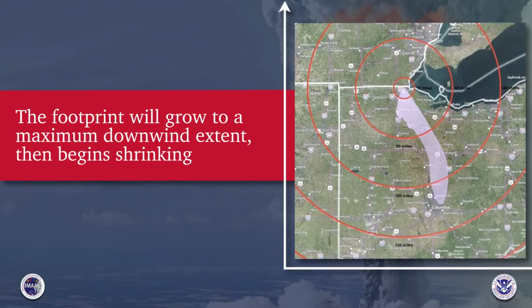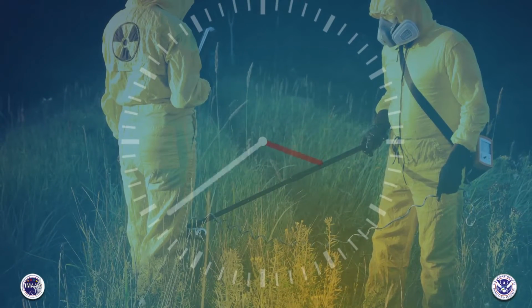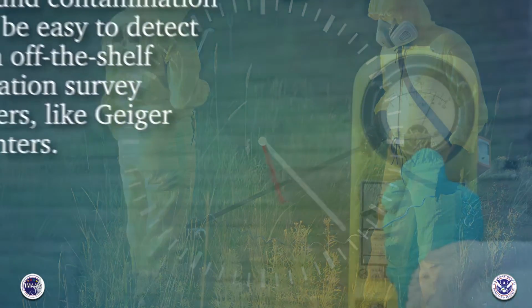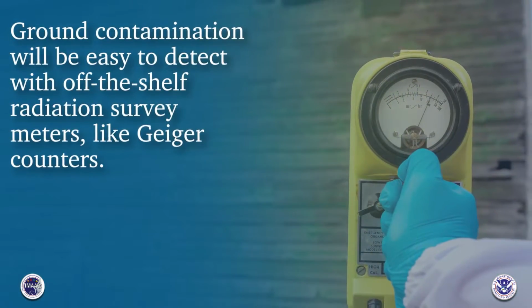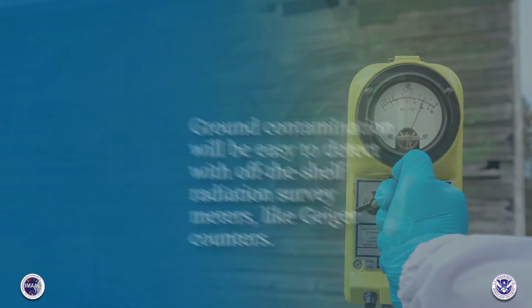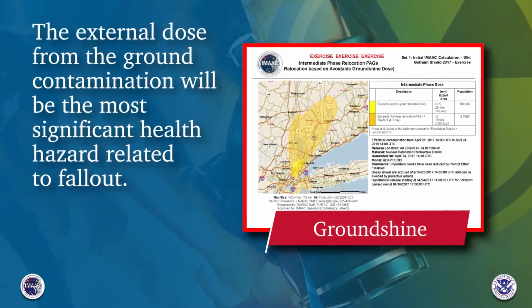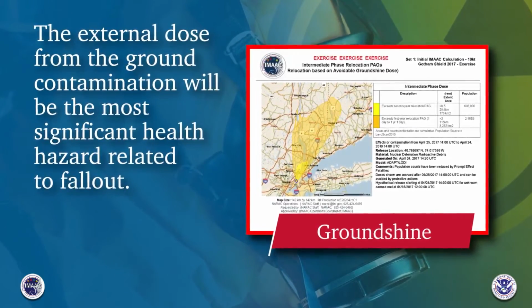The airborne plume will be gone quickly, in hours, but ground contamination will be measurable for a long time. The ground contamination will be easy to detect with off-the-shelf radiation survey meters like Geiger counters. For the first few days, the external dose from the ground contamination, which is called ground shine, will be the most significant health hazard related to fallout.